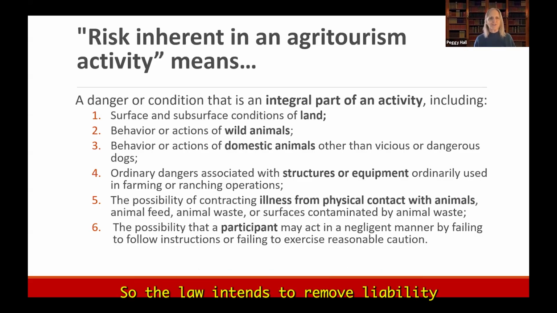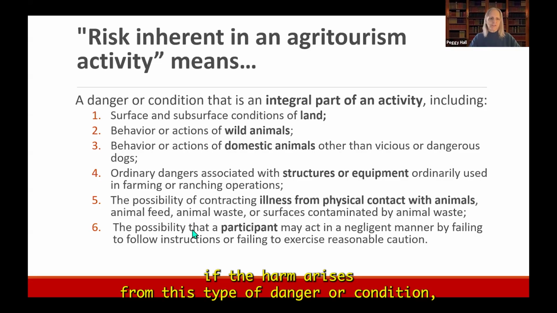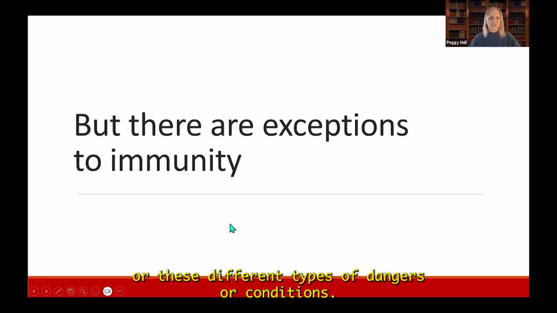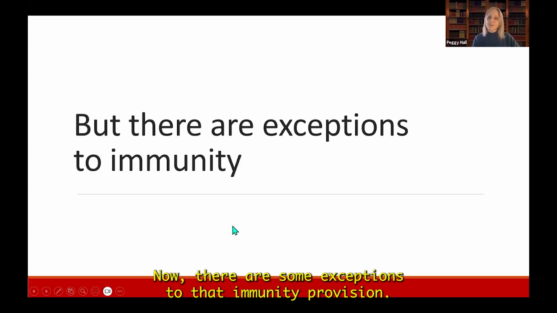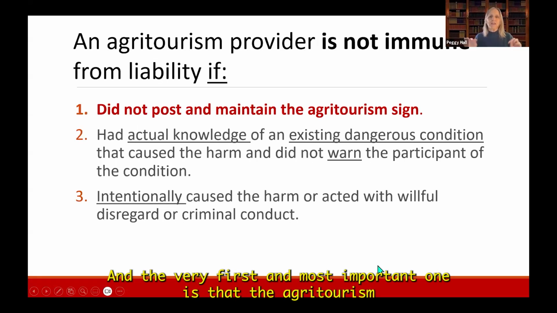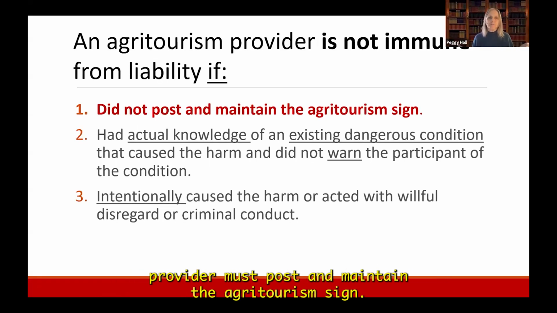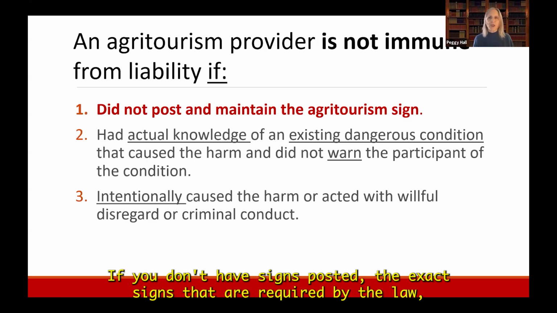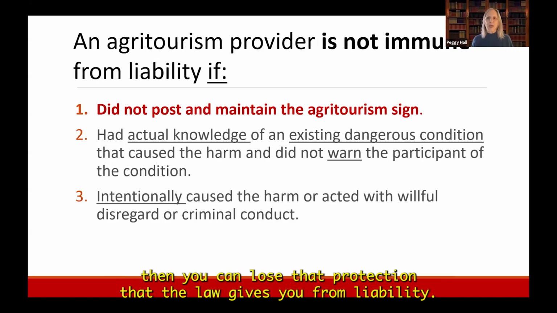So the law intends to remove liability from the agritourism provider if the harm arises from this type of danger or condition, or these different types of dangers or conditions. Now, there are some exceptions to that immunity provision, and the very first and most important one is that the agritourism provider must post and maintain the agritourism sign, and I'll show you that sign in a moment. If you don't have signs posted, the exact signs that are required by the law, then you can lose that protection that the law gives you from liability.